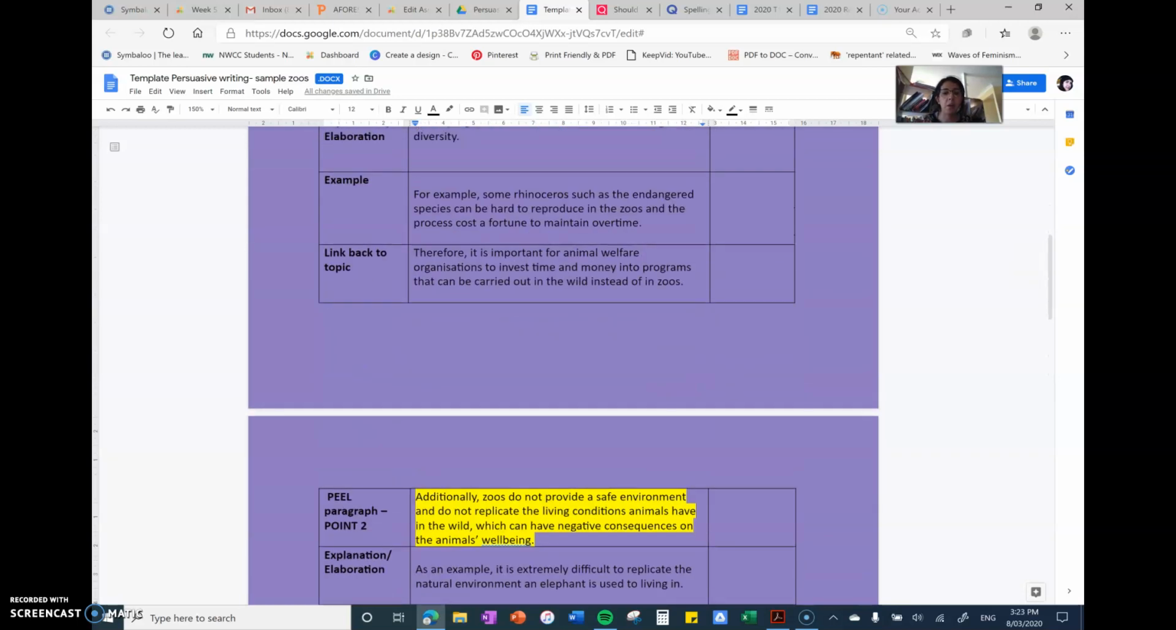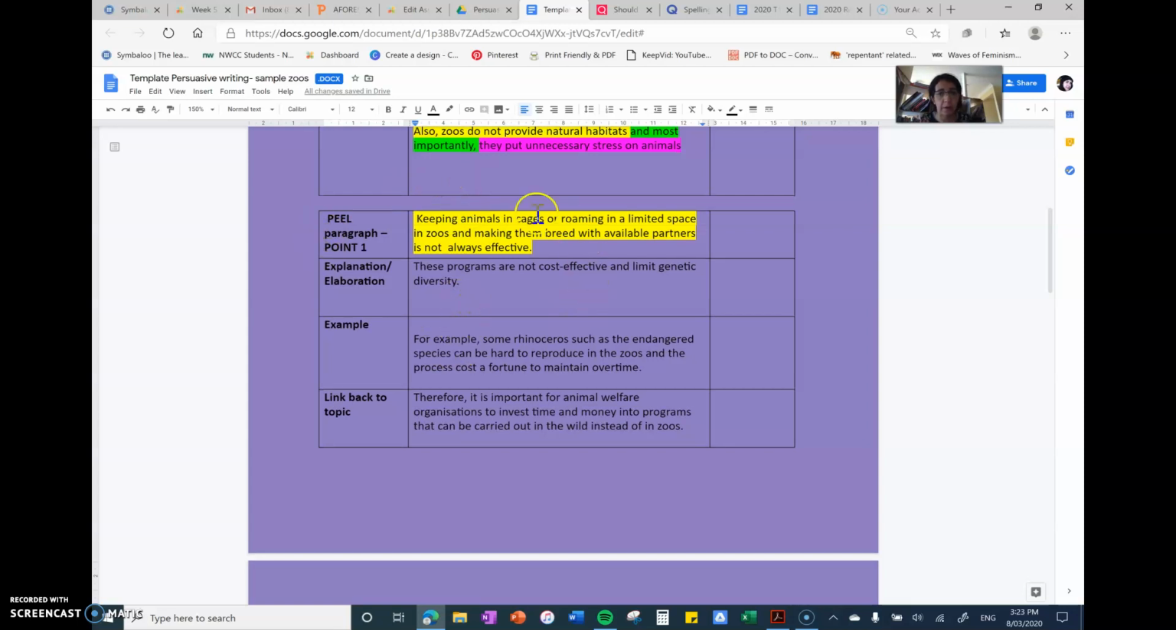Okay, so how do I elaborate on my point in each of those paragraphs? Let's have a quick look at paragraph one. Again, I have already stated my topic sentence, or my point one, which is that keeping animals in cages or roaming in a limited space that they're given, of course, and making them breed with available partners is not always effective. So I'm going to elaborate on that idea of having those partners. These programs are not cost effective and limit genetic diversity. Okay, I'm going to give an example to that.